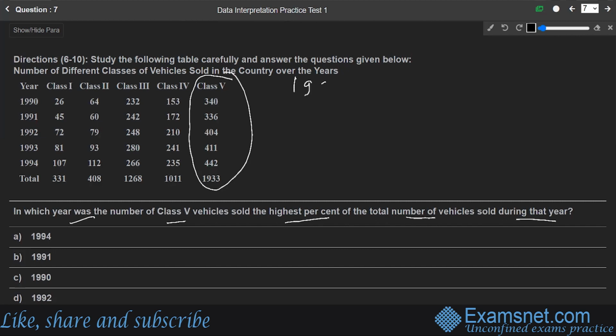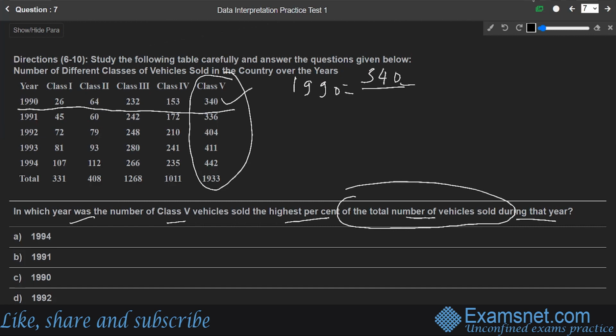So for the case of 1990, the number of vehicles sold of class 5 is 340, as given here. For the year 1990, the number of vehicles sold for class 5 is 340. That becomes the numerator, divided by the total number of vehicles sold during that year. So we have to find the total number of vehicles sold in 1990, by adding the row of 1990 all together.